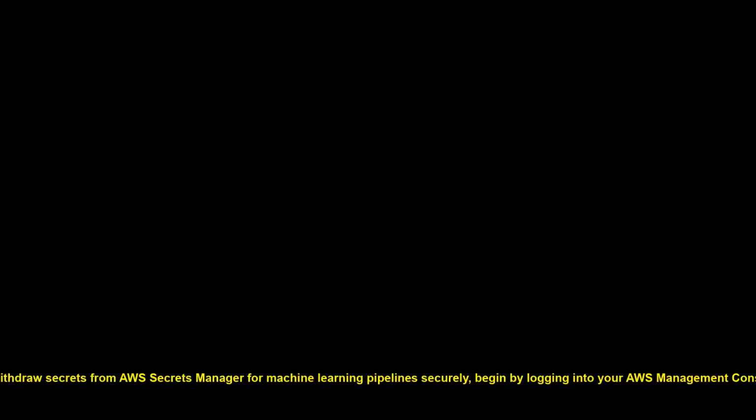To withdraw secrets from AWS Secrets Manager for machine learning pipelines securely, begin by logging into your AWS Management Console. Navigate to the AWS Secrets Manager service on the dashboard. Locate the secret that you want to retrieve for your machine learning project. Click on the name of the secret to open its details. Make sure to review the secret's metadata for any relevant information, such as version ID or description.